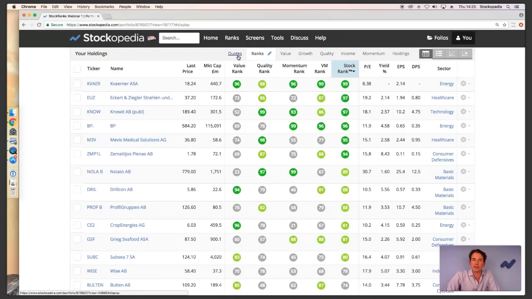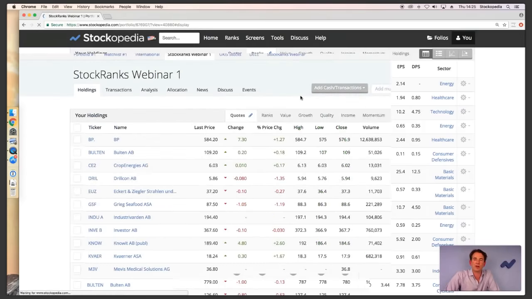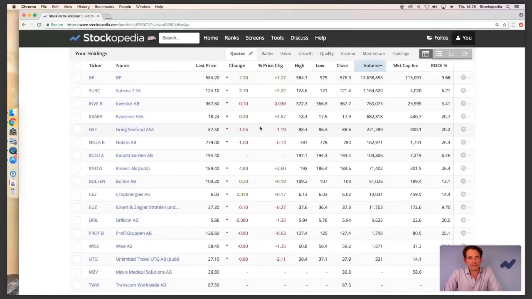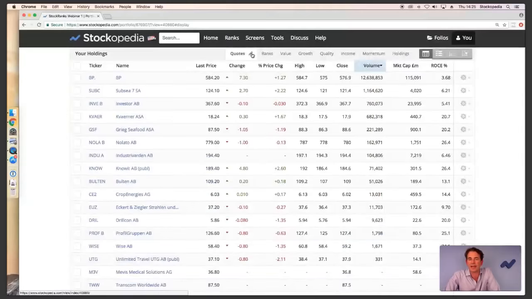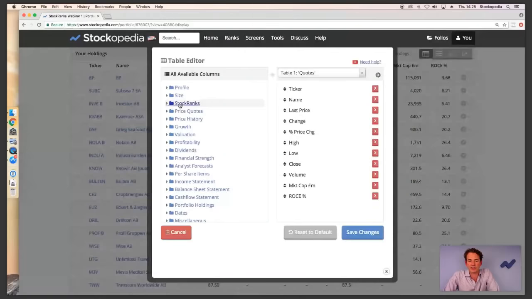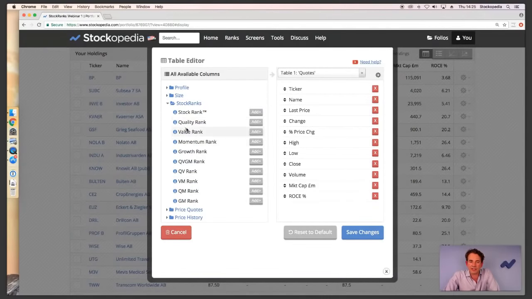It's important to know that if you do have a default view and it's not how you like it to be, you can add the stock rank at any time to that view. So if you click here, there's a little blue icon on your active tab. You can click it, and it opens a table editor. In here, you can see the stock ranks and all those basic ranks, Q, V, M, G, and the crossover ranks I talked about, quality, value, value, momentum, and the overall stock rank. They're all available here. So you can add it, and you can add any set or any different version of these as you like.